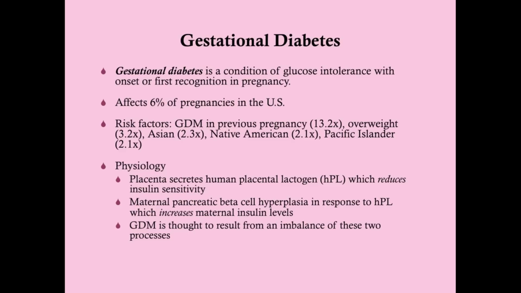So what's the physiology? Why does this happen? Why do you get quote-unquote diabetes during pregnancy and then it goes away? There's got to be something going on with the physiology of the pregnancy. And in fact, the placenta creates a hormone known as human placental lactogen, or human chorionic somatomammotropin is another name for that particular hormone. And what that does is it reduces the mother's sensitivity to insulin. And that's a good thing, right?